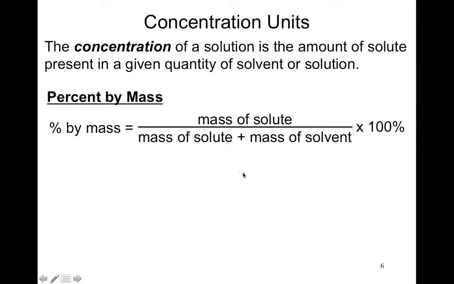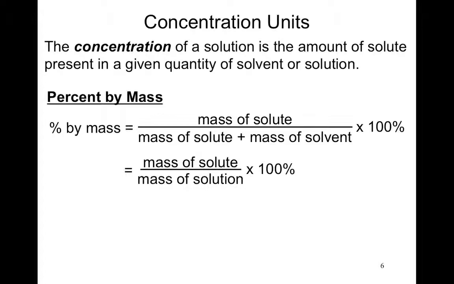So the first one's percent by mass. That's kind of the example I had given you, the 10% ethanol is 10 grams of ethanol in 10 grams of ethanol plus 90 grams of gasoline, which gives me my 10% ethanol. That's a pretty easy way to figure that out. So mass of the solute divided by the mass of your solution times 100 gives you your percent by mass.